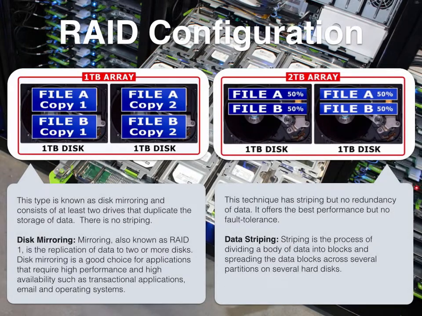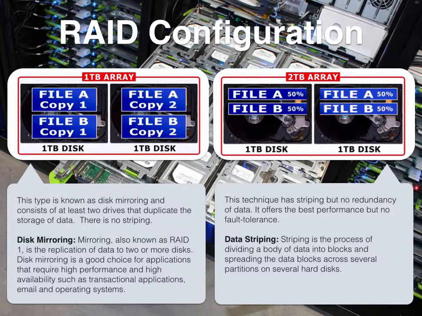There are many different RAID configurations, but the two we focus on in our syllabus are RAID 1 and RAID 0. So RAID 1 is also referred to as disk mirroring. This is where the data exists on two independent disks, so that if one of the disks fails, then you still have the other disk up and running. In this function there's no striping.